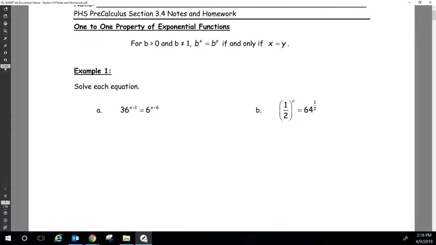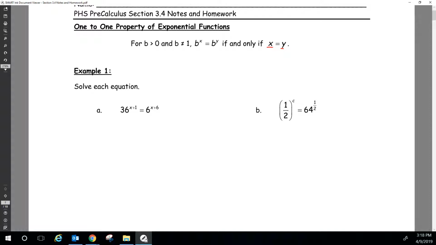So for example, number 1, we've got a property that says if I've got an equation where the bases are the same, then the exponents have to be the same. X has to be equal to y. And that only works if the bases are the same. Alright, so for an A, I can't say anything about this until I've got the bases the same.